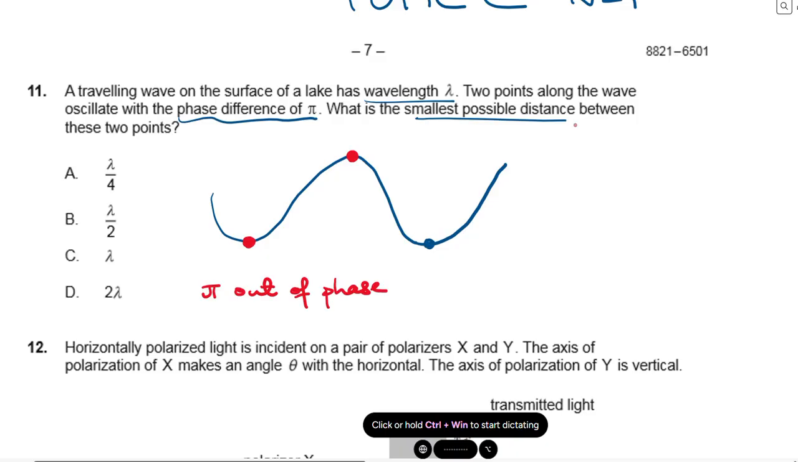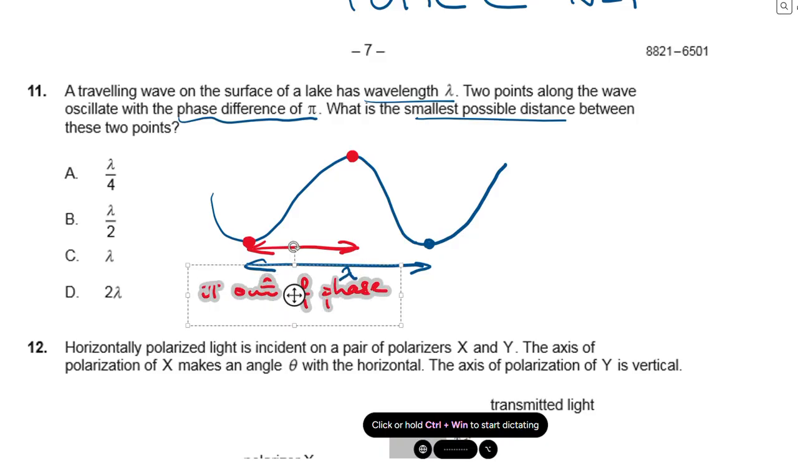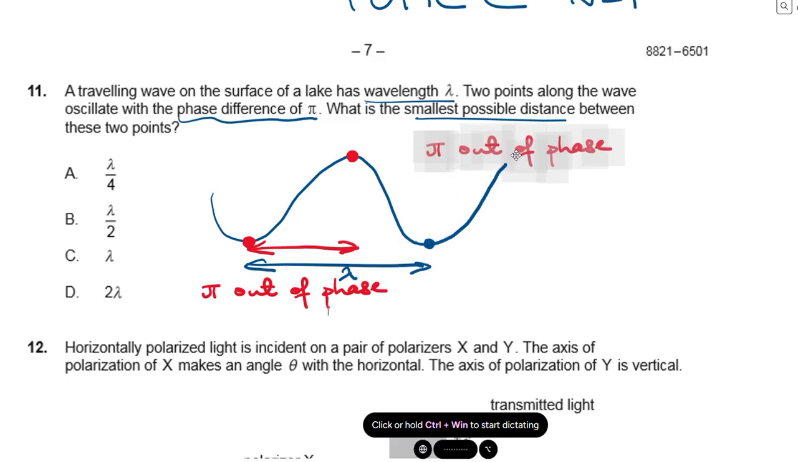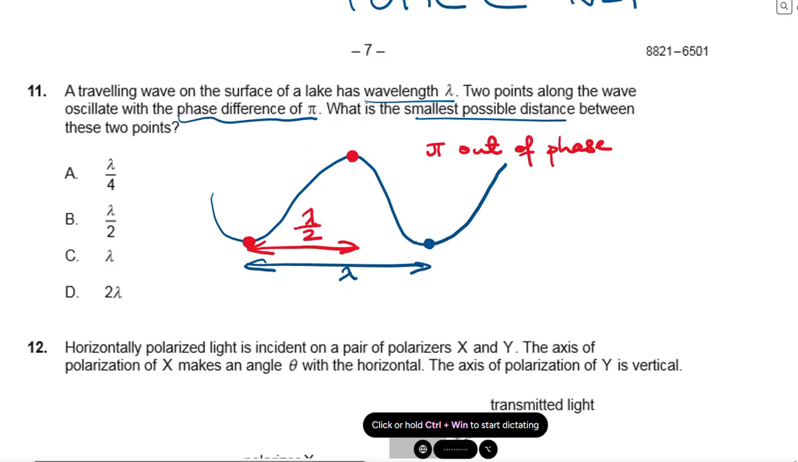And so the smallest distance between these 2 points, that's pretty simple, right? We just saw that the smallest possible distance would be, this is lambda. Let me move this down, right? So if that's lambda, this is lambda by 2. And so half our wavelength is the shortest possible distance we're going to get for pi out of phase.